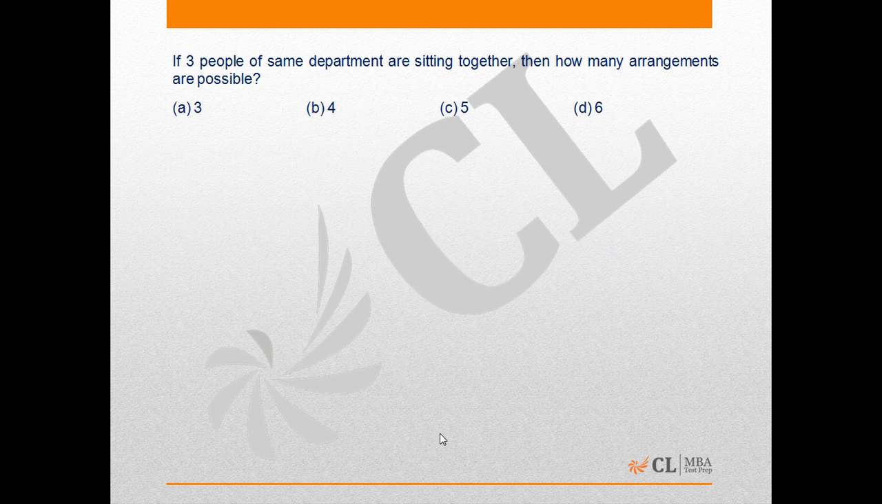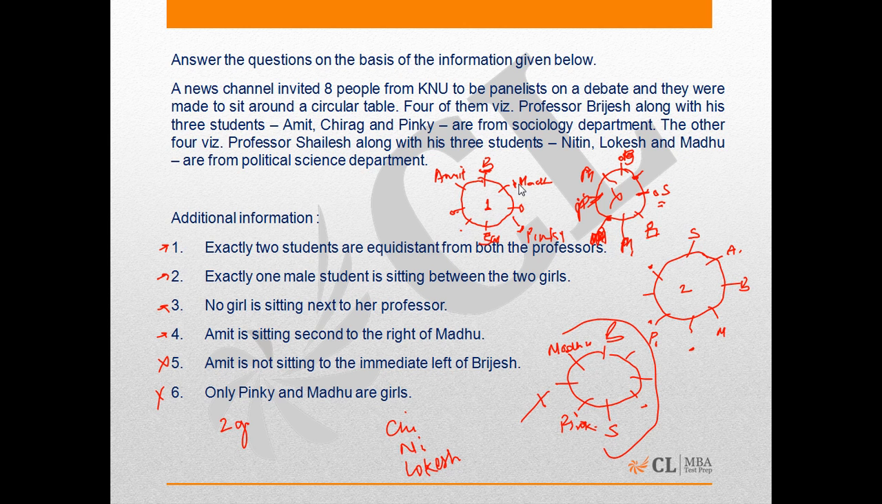In the first question, it is given that if three people of the same department are sitting together, then how many arrangements are possible? Now consider the first case. In the first case, Brijesh and Amit, who are from the same department, if one more person from the same department sits adjacent to Amit, then the given condition would get materialized, and the only person who can sit there is Chirag.